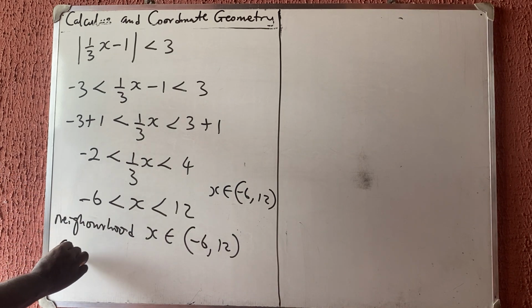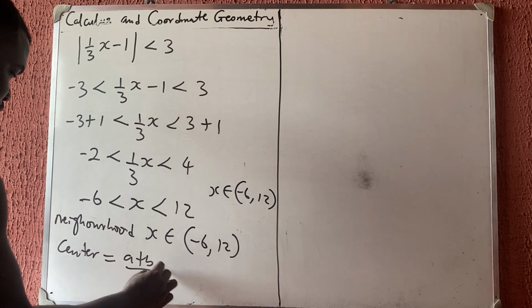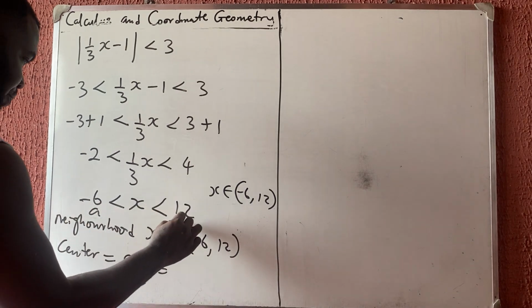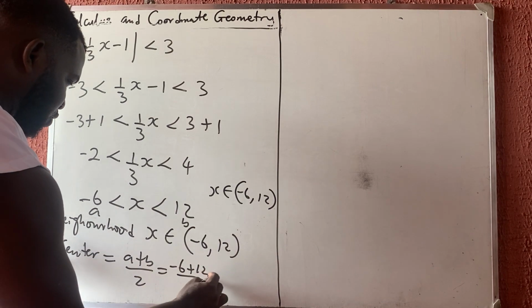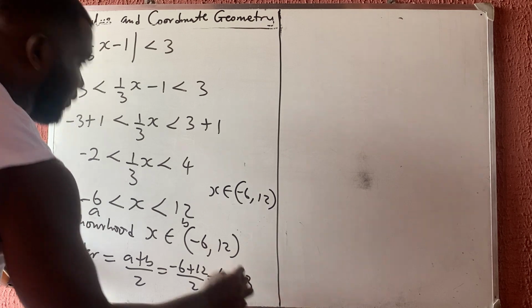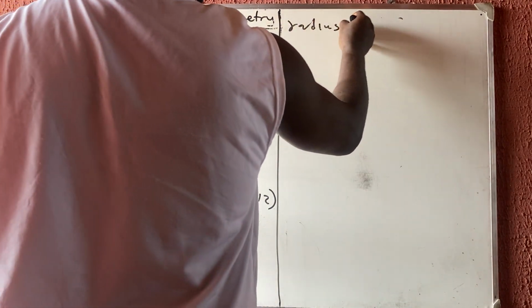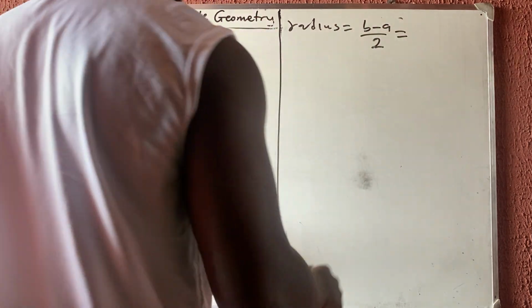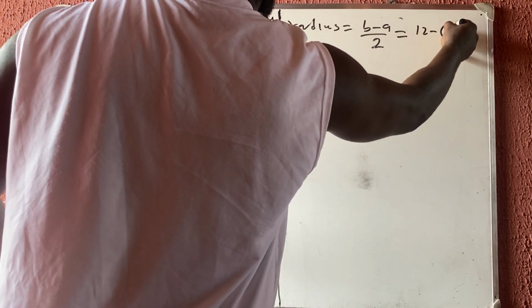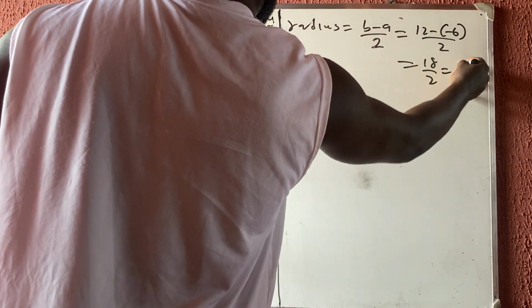So the center, if it's the center they ask you to find, the center is always what? A plus b over 2, and this is your a and this is your b. So I have that what? Minus 6 plus 12 over 2, which is what? 6 over 2, which is 3. So if you're asked to find the radius, the radius is what? B minus a over 2, which is what? My b is what? 12 minus minus 6 over 2, which is what? 18 over 2, which is 9.